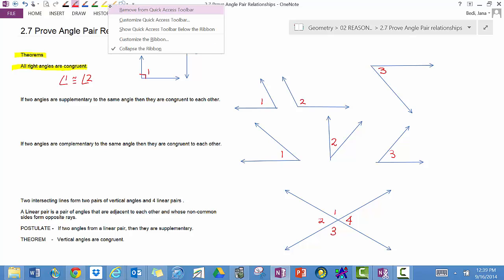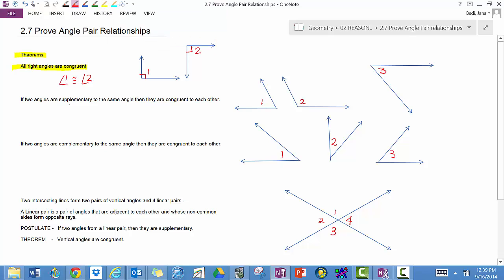The next theorem says if two angles are supplementary to the same angle, then they're congruent to each other. So let's say over here you have angle 1 and angle 2 are supplementary, and angle 3 and angle 2 are supplementary, then we can conclude that angle 1 is congruent to angle 3, and our reason would be if two angles are supplementary to the same angle, then they're congruent to each other.